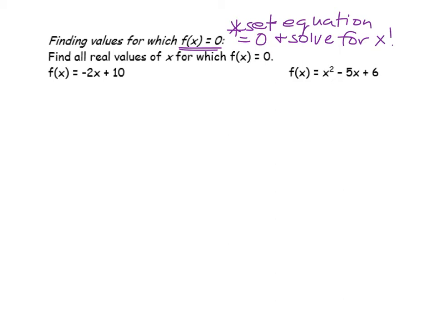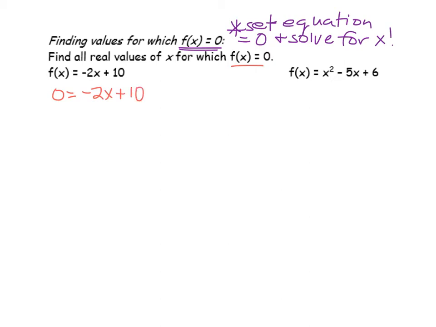Find all real values of x for which f of x equals 0. What you do first is just set the equation equal to 0, like we did back in topic 1b. Oopsie, doesn't look like it's easy to read right there. Let me try that again with my pen. So let f of x equal 0. 0 equals negative 2x plus 10.